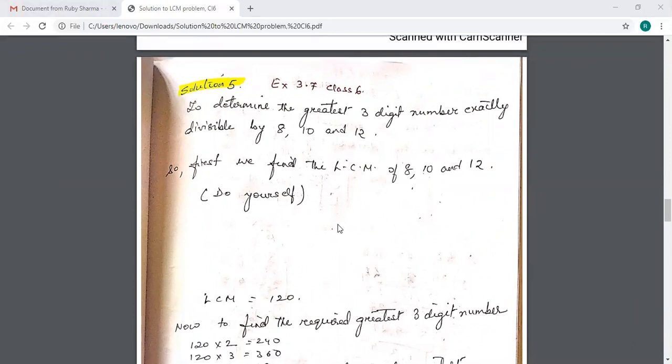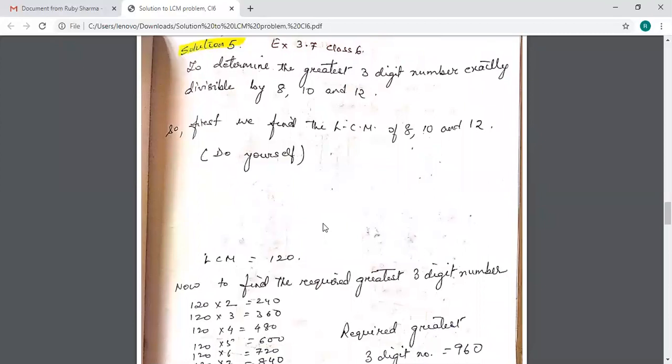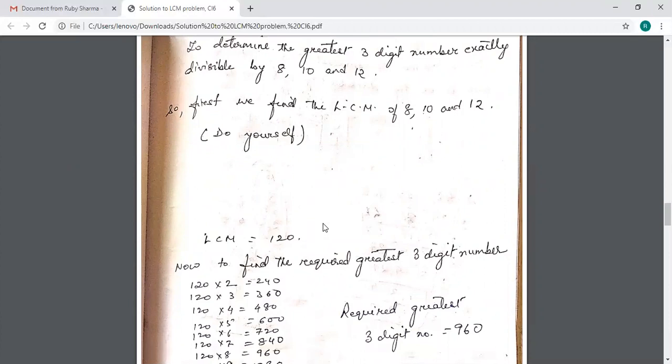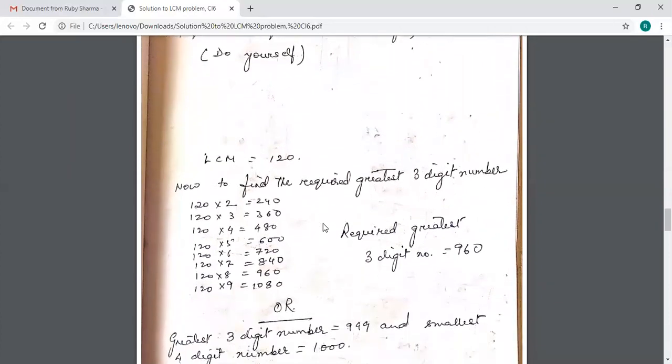Now how will you find out the greatest 3-digit number? Okay. Last time we found the smallest 3-digit number. Now we have to find the greatest. Now you know LCM is 120. Just do it by yourself and check. Now you find the next common multiple, then by 3, you keep on doing it.